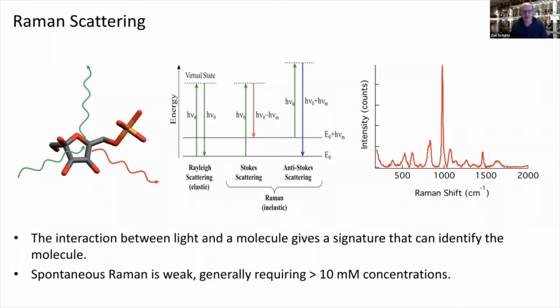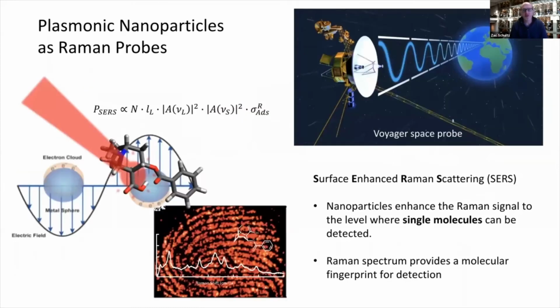Now, the problem with Raman is that it's generally a weak effect, requiring higher concentrations in excess of 10 millimolar or more. And so we need a way to enhance that. So my lab has been using plasmonic nanoparticles as Raman probes. And so the idea here is that if that molecule is now near a nanoparticle where its plasmon resonance is excited, we can enhance the Raman scattering to the point that maybe we can see a single molecule. So this is what's known as surface enhanced Raman scattering.